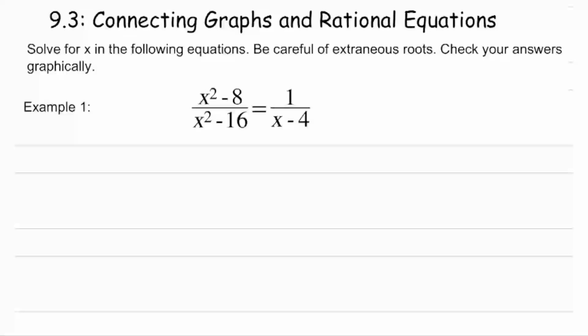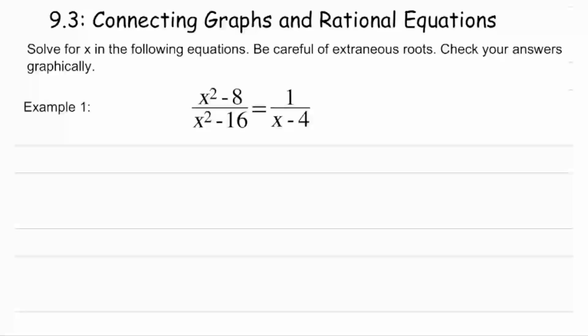Welcome to lesson 9.3, Connecting Graphs and Rational Equations. This is going to be a really quick, short little lesson for the end of chapter 9. As we have seen in our last couple of chapters, the last section in this chapter is all about taking everything we've known, throwing it all together, and solving equations involving whatever we've just been looking at. And so there's nothing different here.